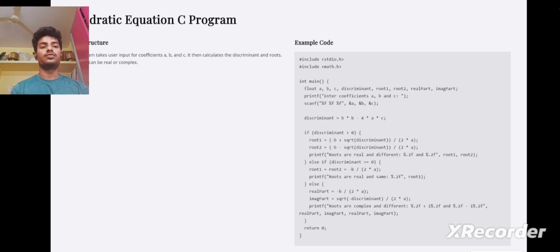So here, first, we input all the coefficients of the quadratic equation. Then we solve for the discriminant, which is b square minus 4 into a into c. Then we use if and else statements to see whether the discriminant is positive, negative, or 0. And depending upon the nature of the discriminant, we print the roots and print the nature of the roots.